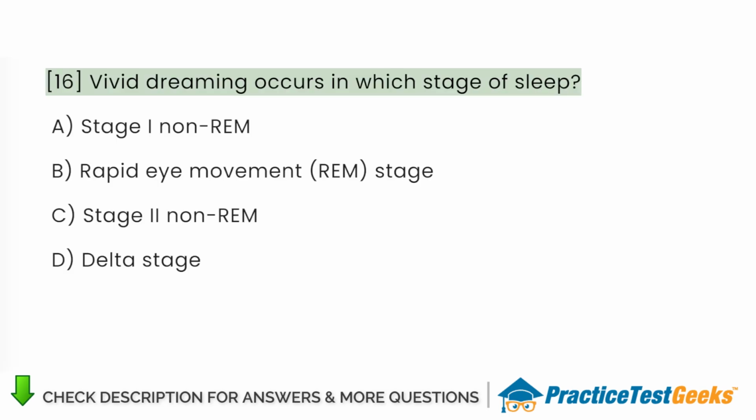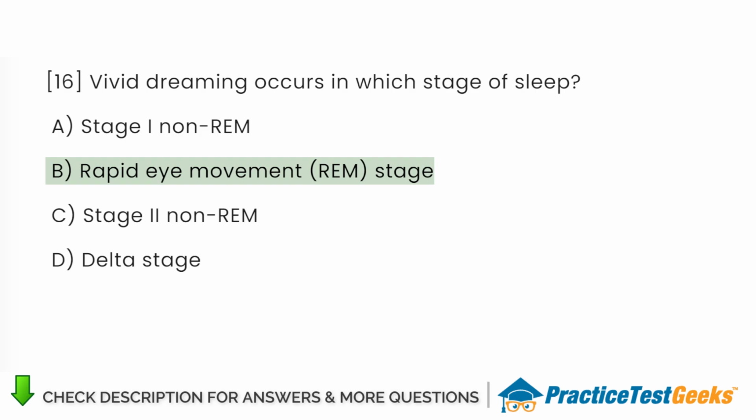Vivid dreaming occurs in which stage of sleep? A. Stage 1 non-REM. B. Rapid eye movement stage. C. Stage 2 non-REM. D. Delta stage.